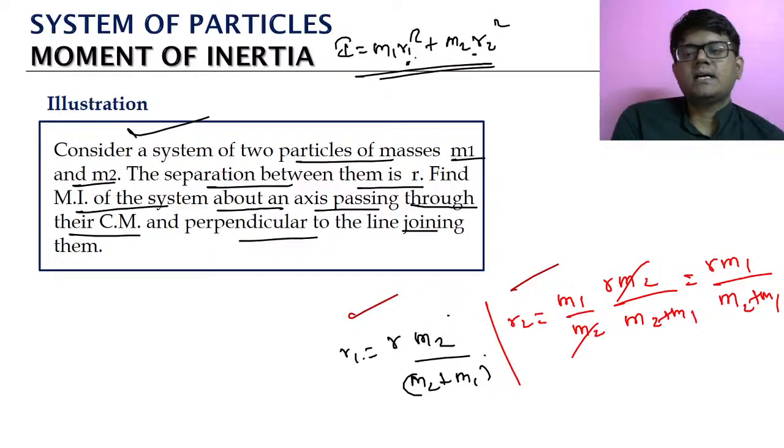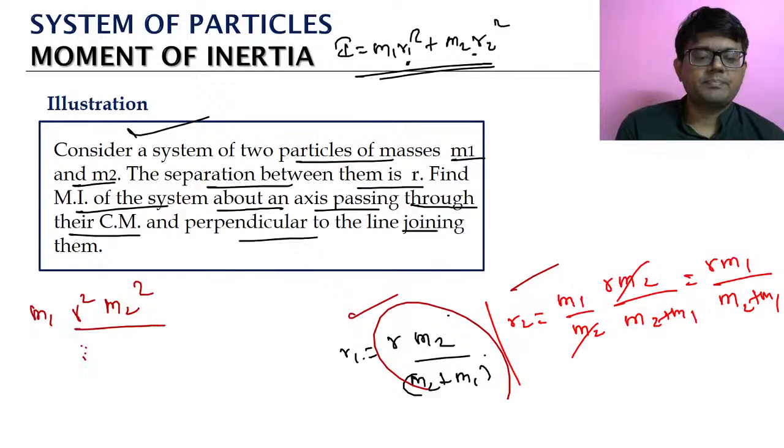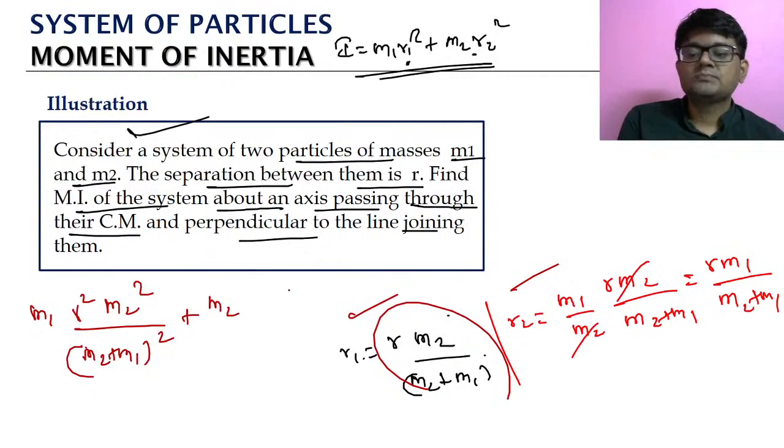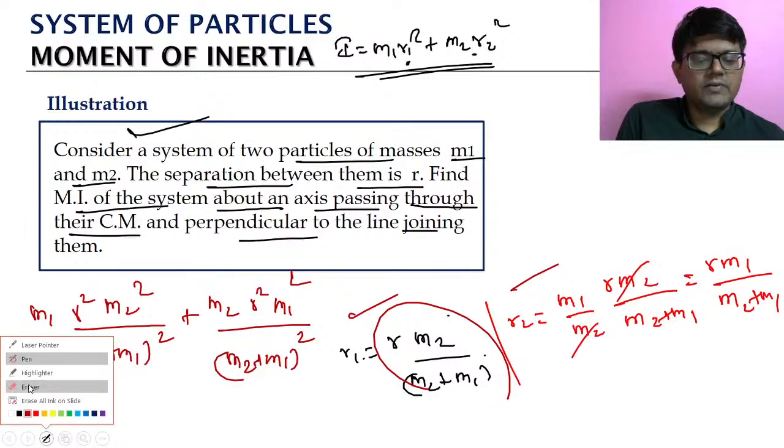So see, what is the total moment of inertia? m1 into r1 square. r1 square means the square of this value, which is r square into m2 square by m2 plus m1 the whole square. Okay? Then m2 into r2 square. m2 into r2 square will be r square m1 square by m2 plus m1 the whole square. Okay, so this is the total moment of inertia value.